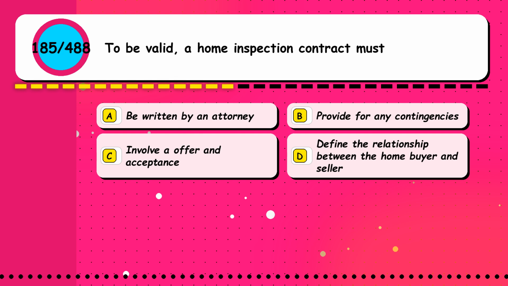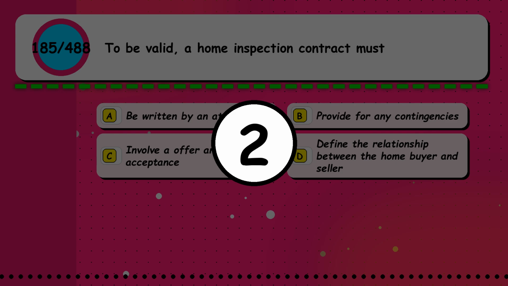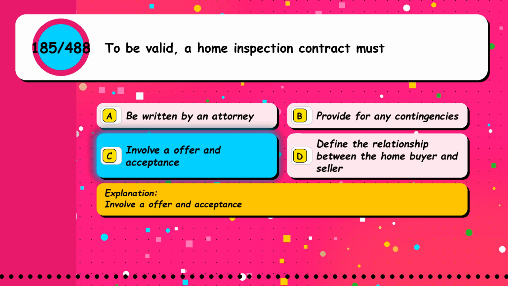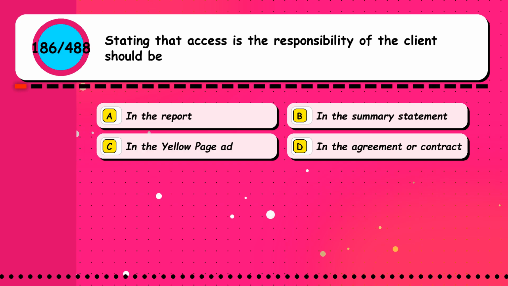Question 185. To be valid, a home inspection contract must, option A, be written by an attorney. Option B, provide for any contingencies. Option C, involve offer and acceptance. Option D, define the relationship between the home buyer and seller. The correct answer is option C, involve offer and acceptance.